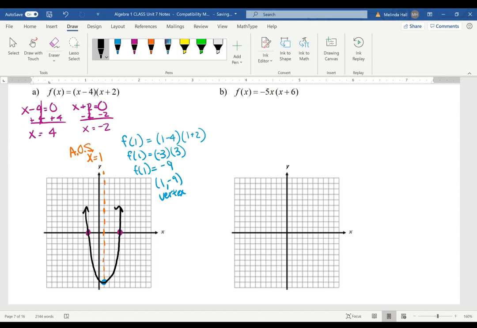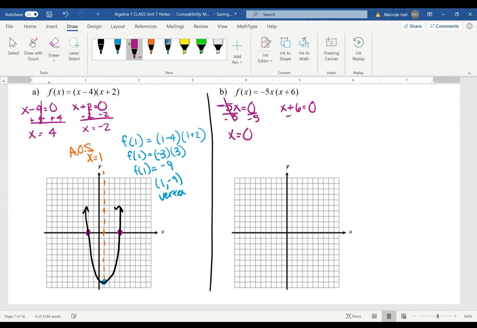So for B, we are going to start by setting our factors equal to 0 so that we can figure out where our zeros are. And so we would have negative 5x equals 0 and x plus 6 equals 0. And so we will divide by negative 5, which gives me x equals 0. And we will subtract 6, which gives me x equals negative 6. So we will plot x equals 0 and x equals negative 6.